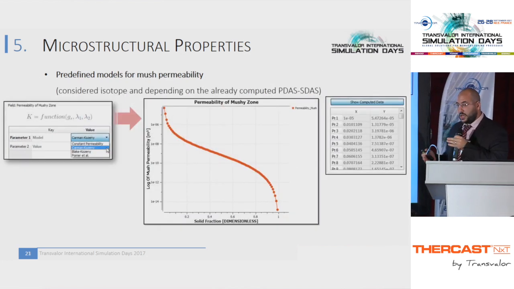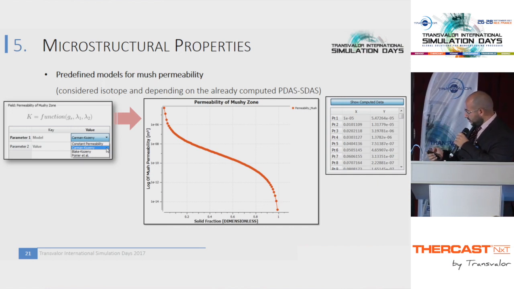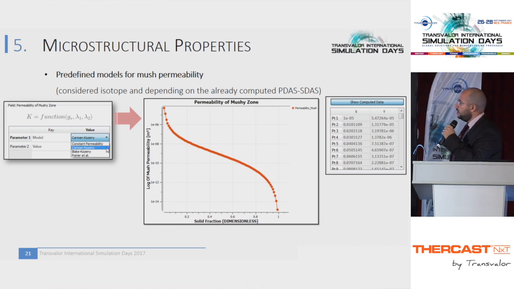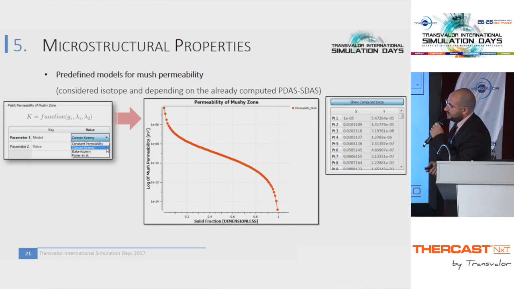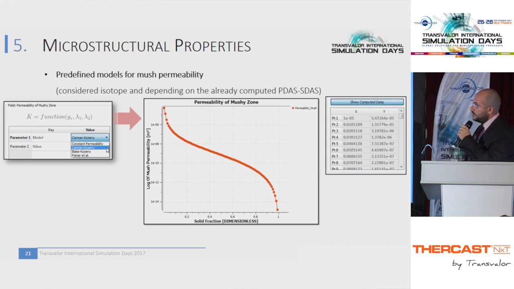Now, assuming we have chosen a computation mode for either PDAS or SDAS, we can come here and choose a specific analytical model for the permeability of the mushy zone. Again, this is only relevant for segregation. In this example, we have 3 models: one which is PDAS dependent, another which is SDAS dependent, and the last one, Poirier, which depends on both PDAS and SDAS. Next to it, again, we have the data points and the plot that will be used by the solver.